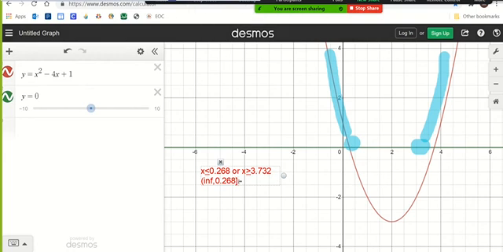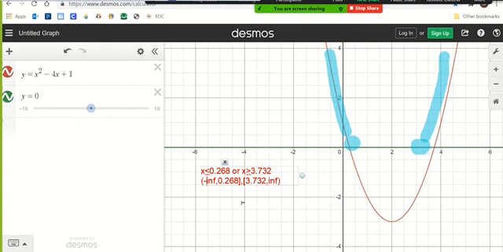Now we go. Okay, and then you're going to do comma, bracket 3.732 comma infinity parenthesis, and this should say negative infinity, like that. Okay, so top red is training wheels on, bottom red is training wheels off.